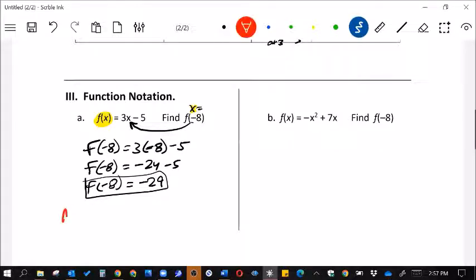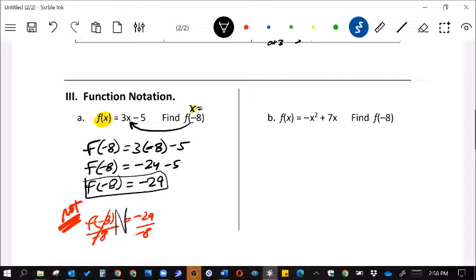Now notice, not doing this. Look, divide by negative 8, divide by negative 8. No, no, no, don't do that, because that's not what the purpose of this is.